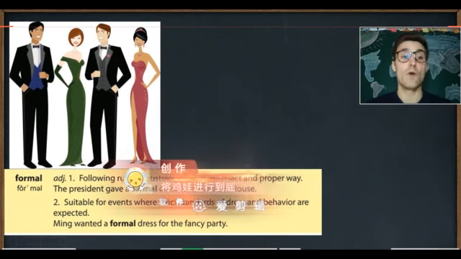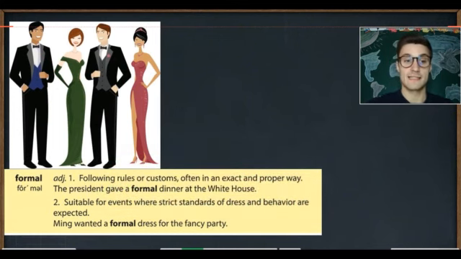Next up, it's formal. Formal, we can see, has two adjective meanings. The first adjective, formal, means following rules or customs, often in an exact and proper way. The president gave a formal dinner at the White House. So this means to follow the rules or customs. So in the West, a formal dinner would be you eat with a knife and fork. And you eat in a very specific way.